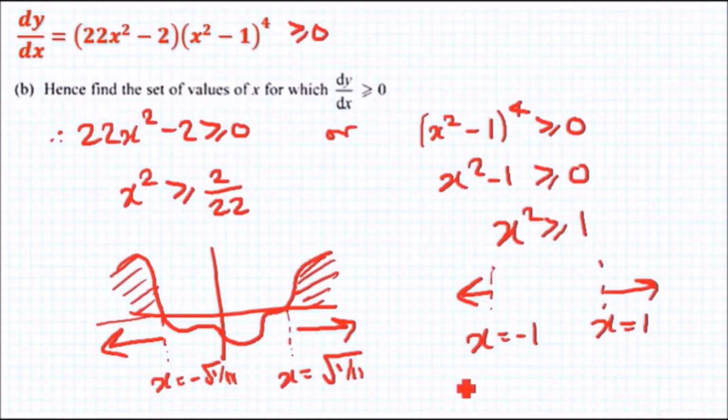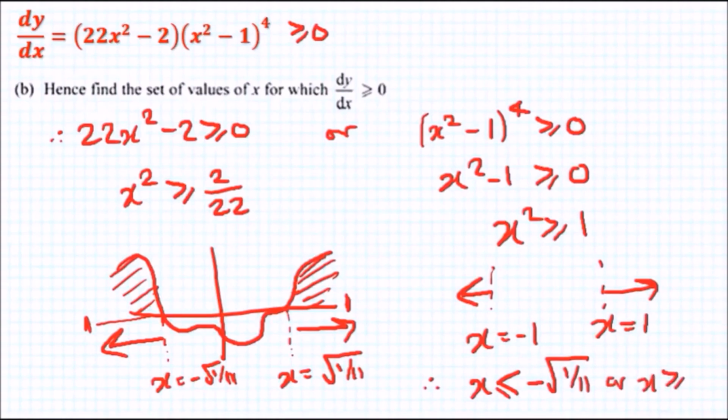So therefore we can say that the final range of solution, because remember minus 1 is somewhere here and plus 1 is somewhere here, is going to be, let me make it in a neater way: x takes values less than or equal to minus the square root of 1 over 11, or x takes values greater than or equal to positive root 1 over 11. And that's it. Now let's move on to the final part.